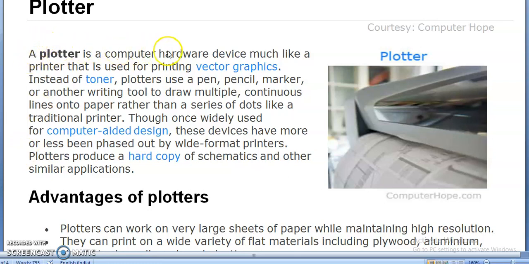So a plotter is a computer hardware device much like a printer that is used for printing vector graphics. Instead of toner, plotters use a pen, pencil, marker, or any other writing tool to draw multiple continuous lines onto paper rather than a series of dots like a traditional printer.